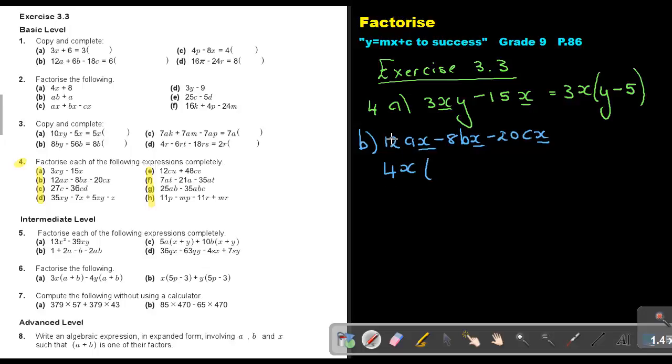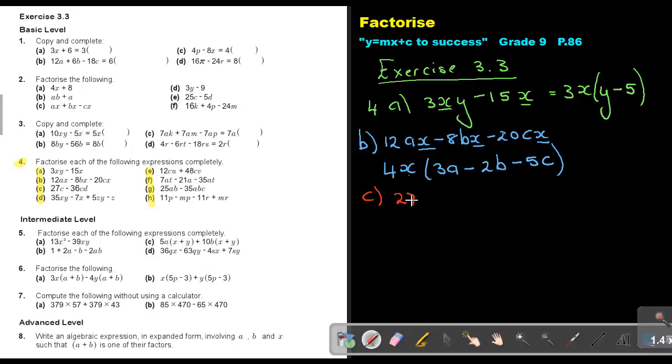So if I divide 12 by 4, that's 3. The x cancels, but a is left. Negative 8 divided by 4, it's negative 2. The x cancels and b is left. If I say negative 20 divided by 4, so it's negative 5. The x cancels and what is left? C is left.